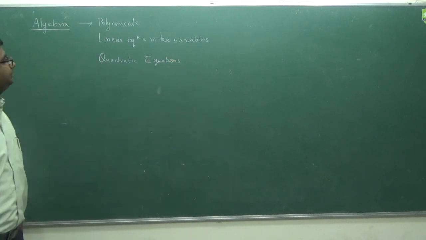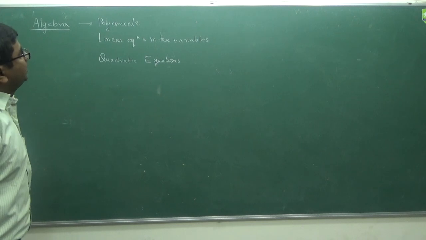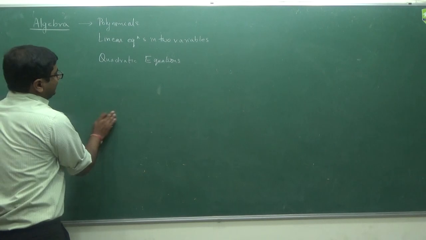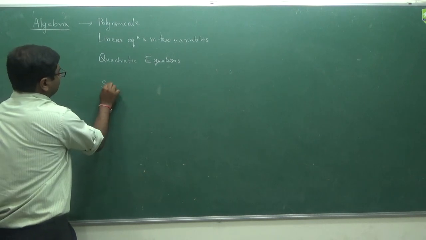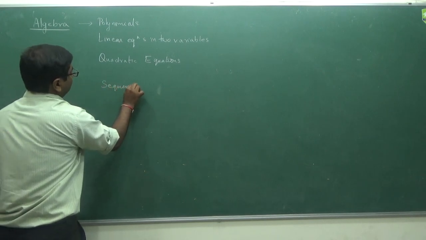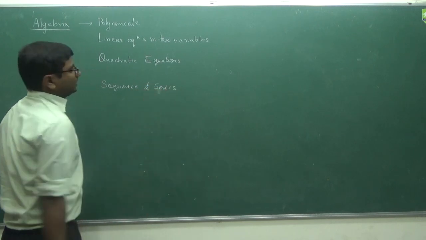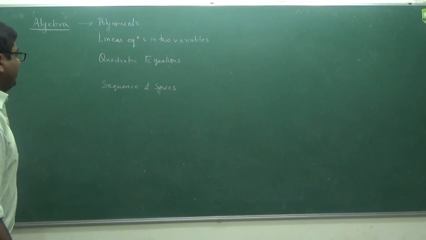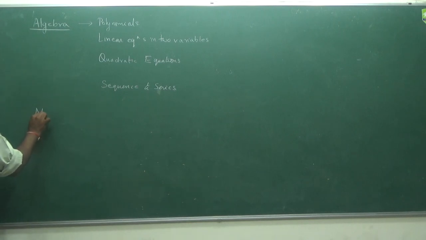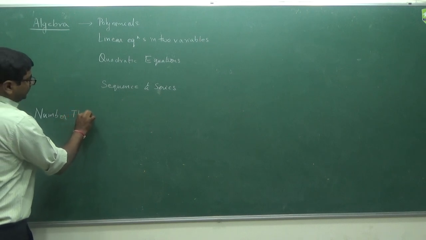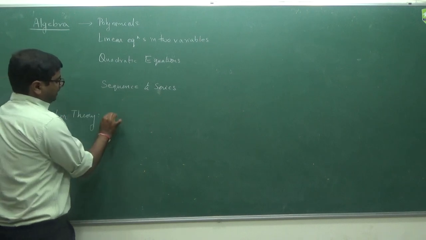What else do we have? Polynomials, linear equations in two variables, quadratic equations, we have sequence and series. What else? Then we have number system, which is studied under number theory.